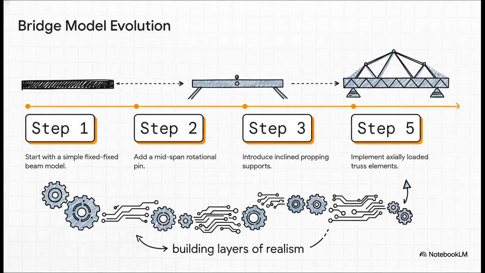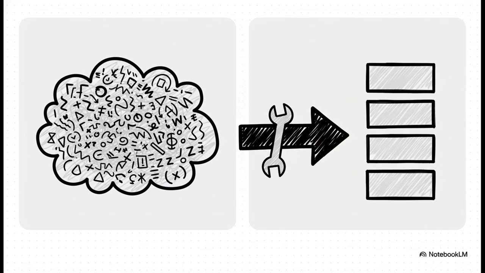Then they finally implement the actual truss elements. See what's happening? Each step adds a new layer of realism, a little more complexity, but it's all controlled. It's understandable as you build towards that final design. And it's the same layered approach with that ebook project.